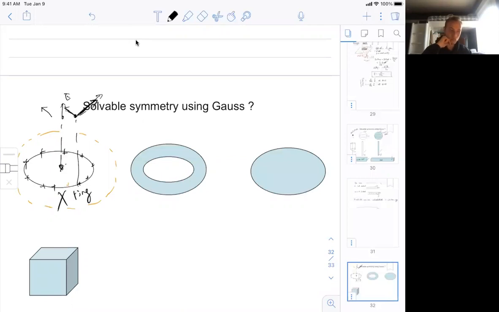a torus-shaped surface or spherical, you realize it would not work. Likewise, if you have a donut with charge here, it does not work. This is a disk with a charge distribution sigma. Can this be solved using Gauss's law?